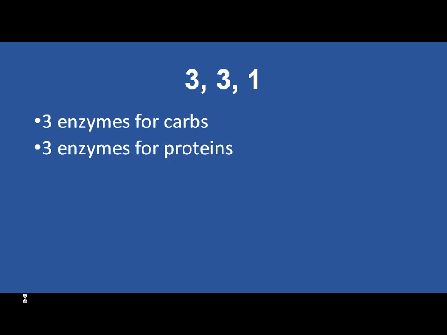So 331, what the heck does that mean? That means there are 3 enzymes that are responsible for breaking down carbohydrates, taking carbs from long chain starches down into single monomers of glucose. There are 3 enzymes that break down proteins. Remember, polypeptides are like 50 plus amino acids all joined together, and we cut them down into smaller and smaller pieces until we get into individual monomers, which were amino acids. It takes 3 enzymes to do that. And there's only 1 enzyme that breaks lipids down. So remember, lipids are made out of 3 fatty acids and a glycerol. It only takes one enzyme to break that down.